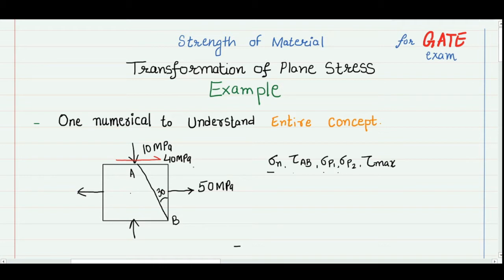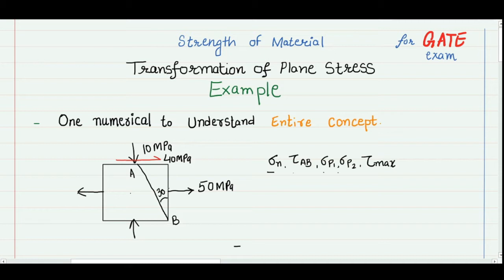So here is our problem where we are having a stress element on which 50 megapascal, 10 megapascal and 40 megapascal stresses are acting. These two are the normal stress and 40 megapascal is your shear stress, and we have to find the normal and shear stress on an oblique plane having angle 30 degree from this vertical wall.